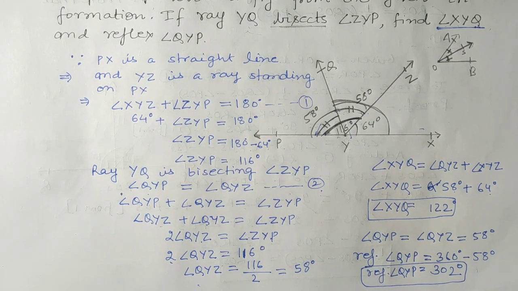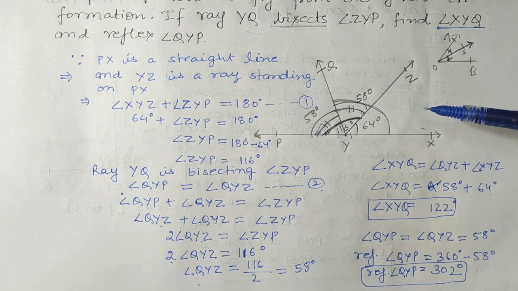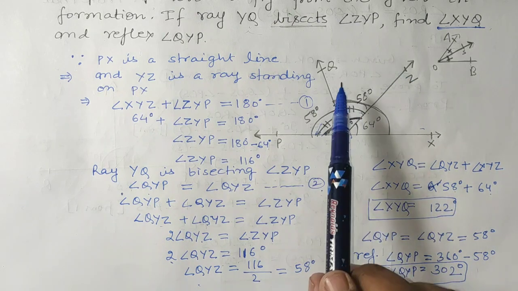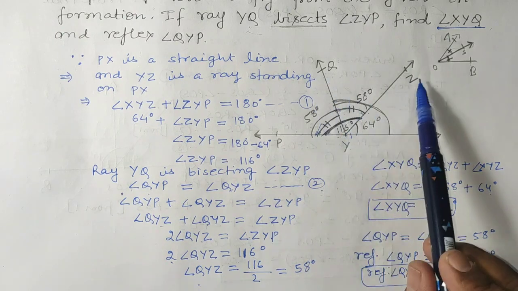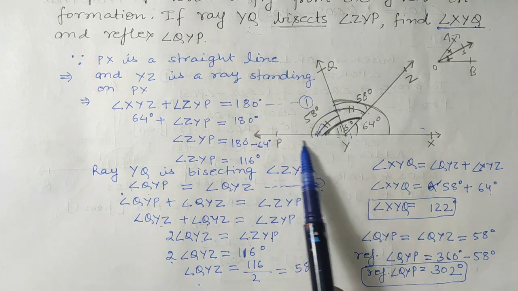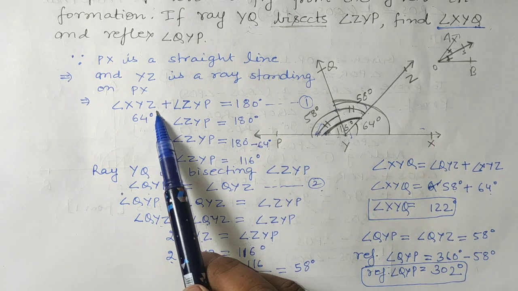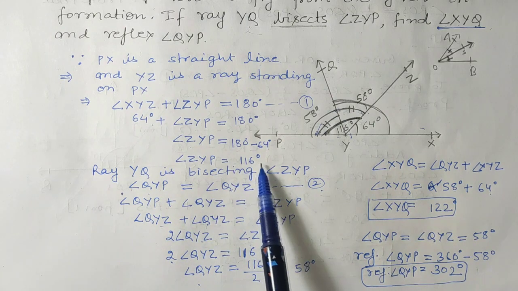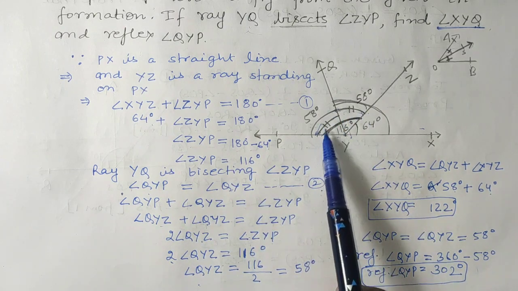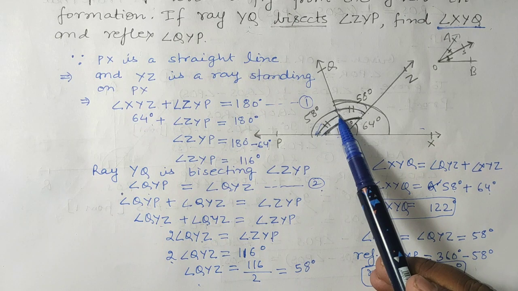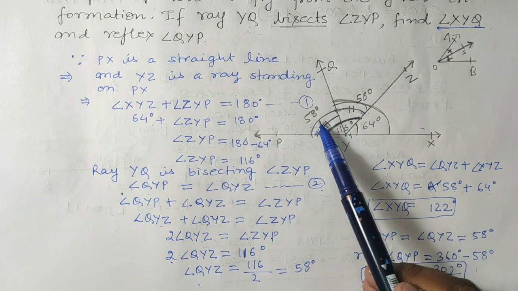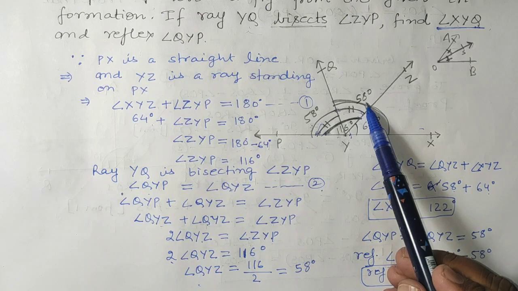So just pause the video and note down what we have done. Students, let us see one more time. Firstly, we constructed the figure. After that, we saw that angle XYZ and angle ZYP will be equal to 180 degrees because PX is a straight line. After that, by putting the value of XYZ, we found the value of angle ZYP, the total angle. YQ was the ray bisecting this angle, so both the angles are equal, means 116 divided by 2 is also equal to 58 degrees.